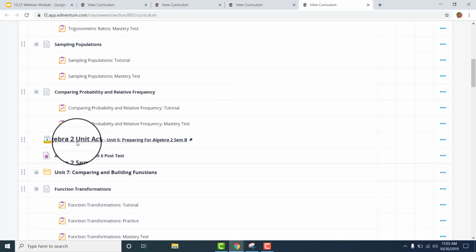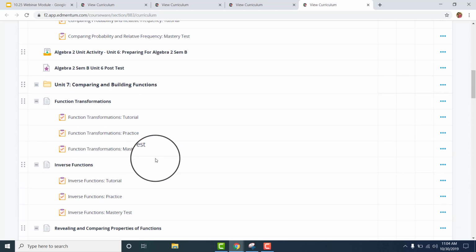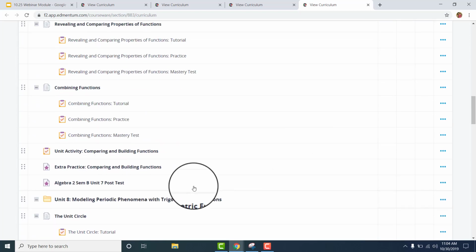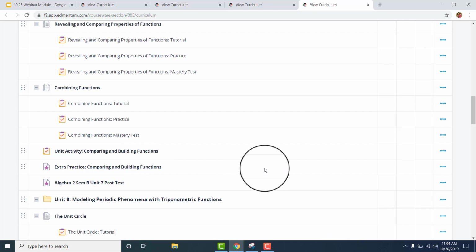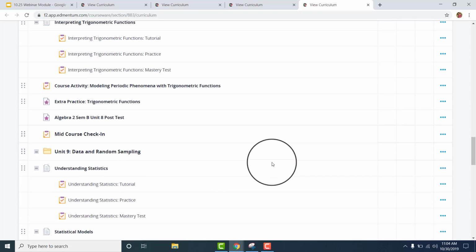Because of that, we had to customize the unit activity and the unit post-test. Therefore, there is no extra practice embedded in Unit 1 or Unit 6 of Algebra 2. However, the remaining units do have that extra practice embedded within each unit.